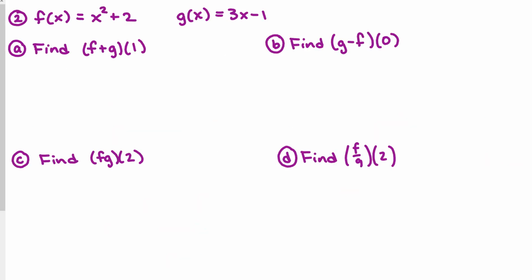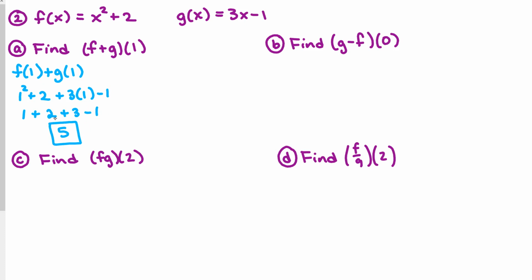So I'm using the same two functions, f and g, in problem number 2, and this time, instead of finding the values in general, we're going to plug in a number. So you see in part A, it says find f plus g of 1. And that means the same thing as f of 1 plus g of 1. And so f of 1 would be 1 squared plus 2, and g of 1 would be 3 times 1 minus 1. We're just going to simplify that. So we get 1 plus 2 plus 3 minus 1. We get 5.